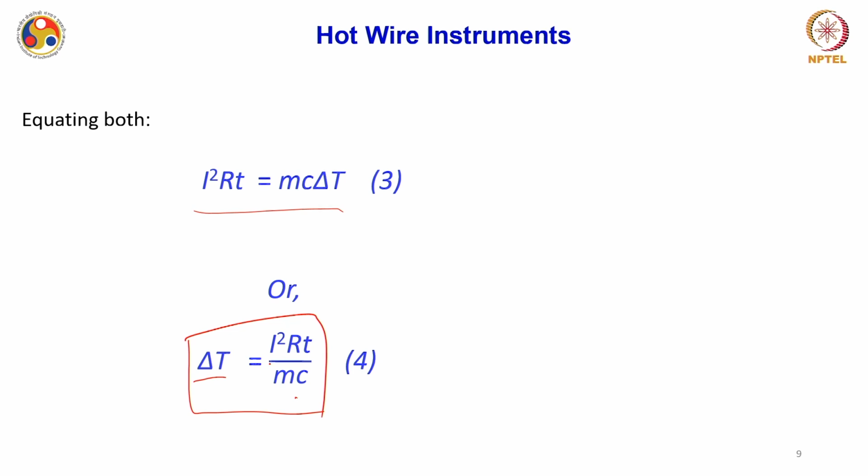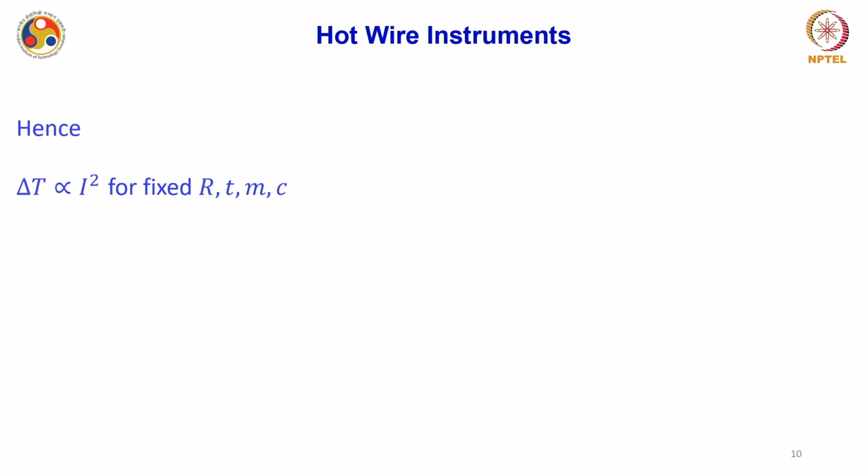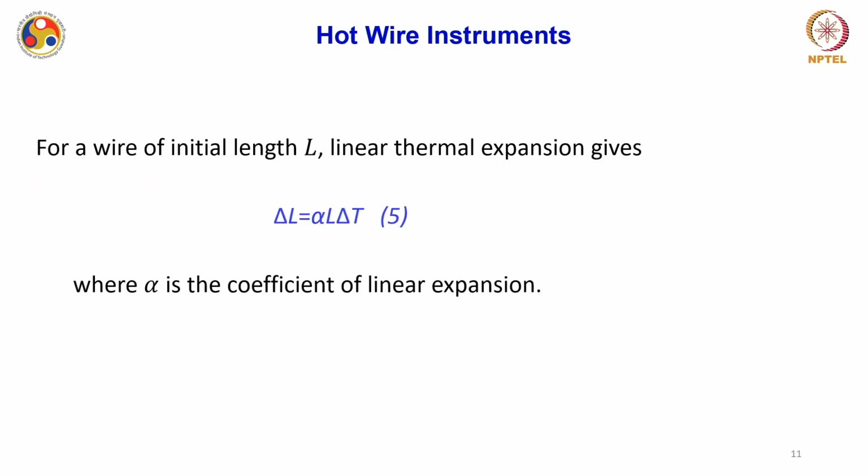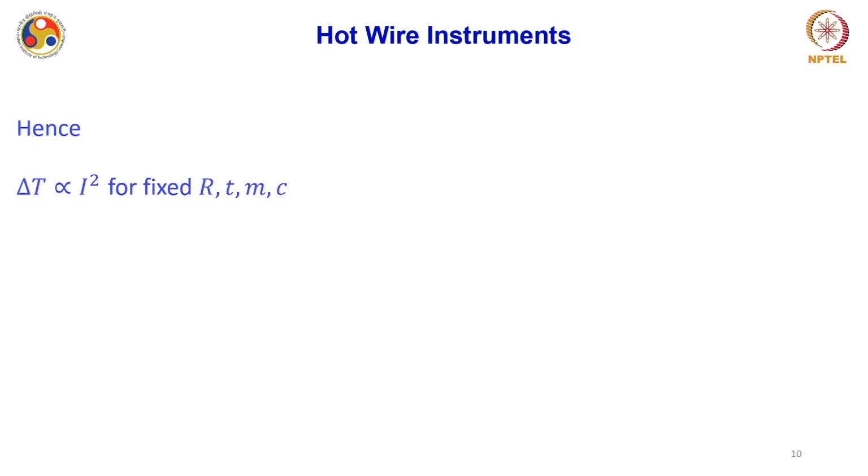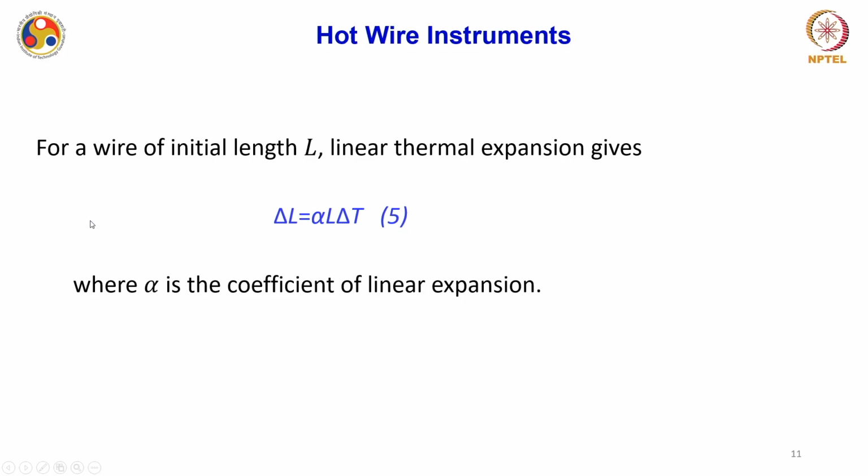is basically directly proportional to the I square value. Of course, I am assuming that this R is fixed and this current is flowing for a fixed time T, and M and C are constant, okay? So M and C, we have seen that C was the specific heat and M was the wire's mass, okay? So this change in the temperature is directly proportional to I square, okay? This is a very, very important relationship for the hot wire instrument, and this is the foundation on which this instrument is built, okay?